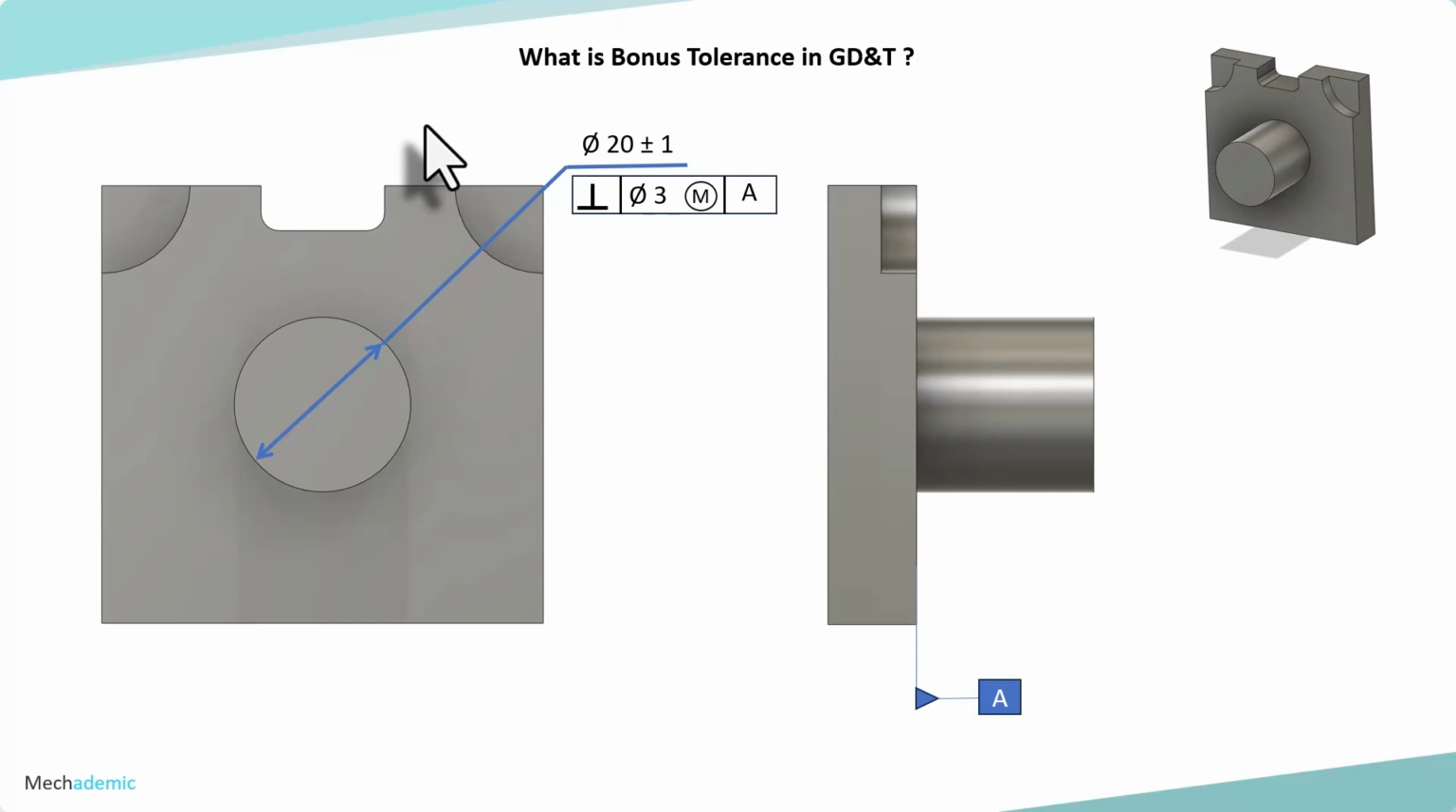And when we apply maximum material condition, it's mostly in the case when that feature of size has to be assembled with another feature of size on the counterpart or another part in the assembly. So when assembly has to take place between two features of size, the maximum material condition modifier is used, and when the maximum material condition modifier is used, bonus tolerance applies.